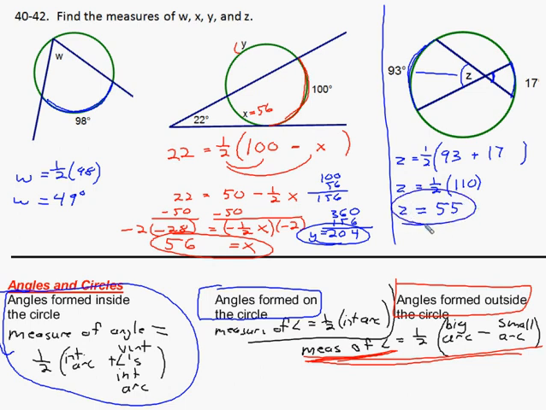So make sure you know these different formulas. Angles formed inside the circle is half the sum of the intercepted arcs. Angles on the circle is just half the intercepted arc, and angles formed outside the circle is half the difference of the intercepted arcs.